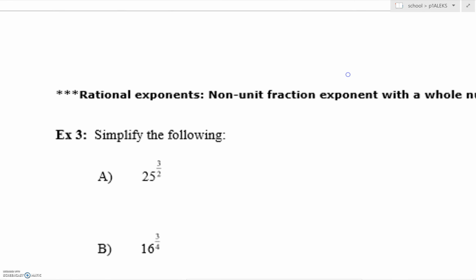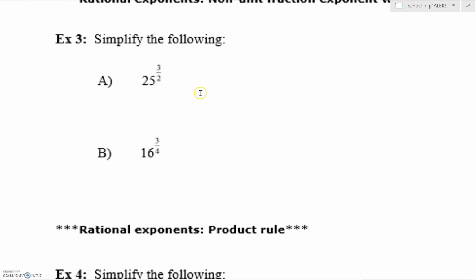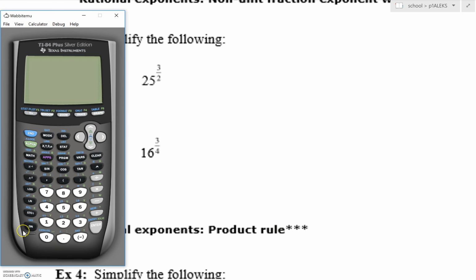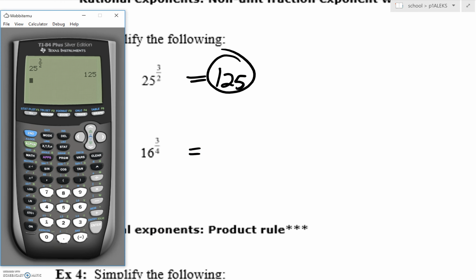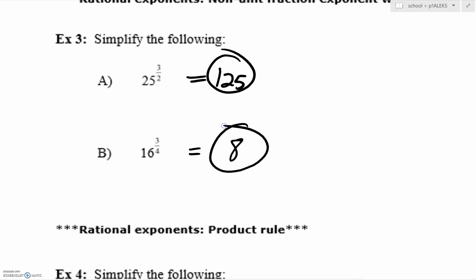Let's keep going. Let's take a look at number 3. And my goodness, have a calculator out because this problem is most easily done directly. Just go 25, raise that up to the 3/2 power, and we'll get 125, and you are done. That's all you have to do. 16 to the 3/4. Well, here we go. 16, raise it to the 3/4 power, and we'll just get an 8, and we are done.